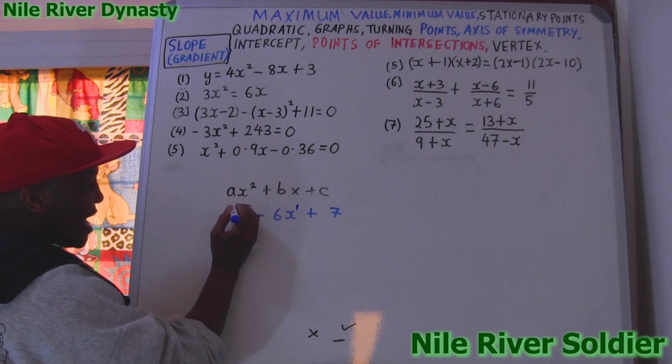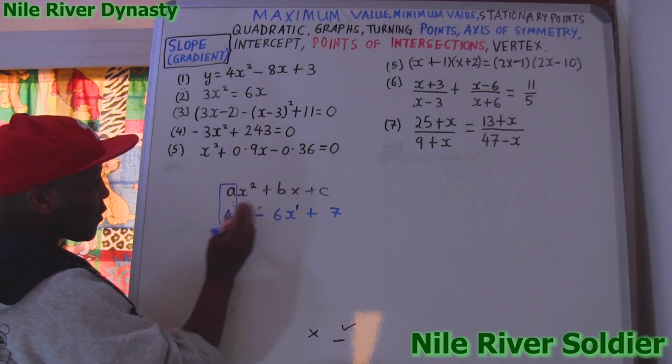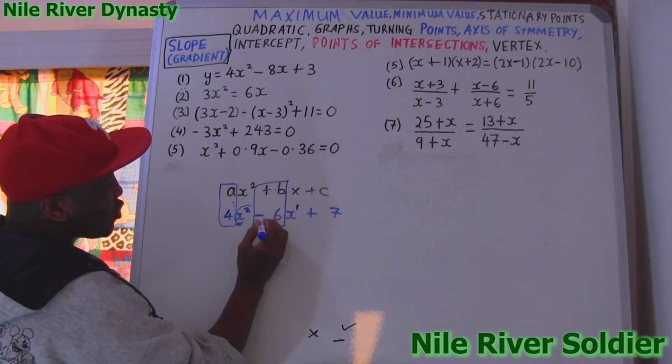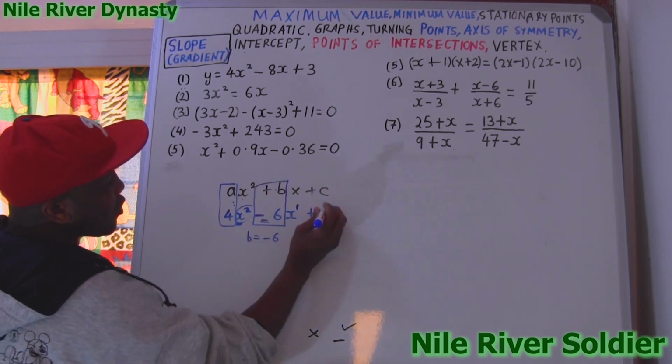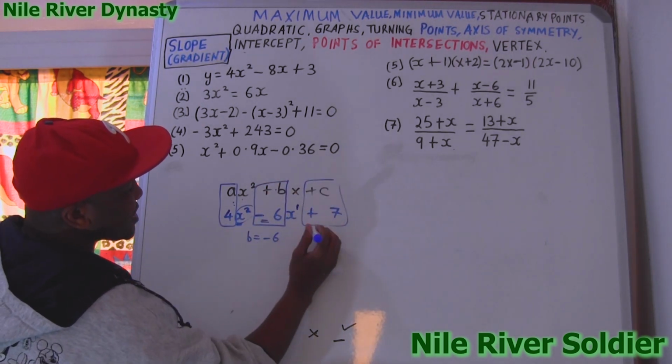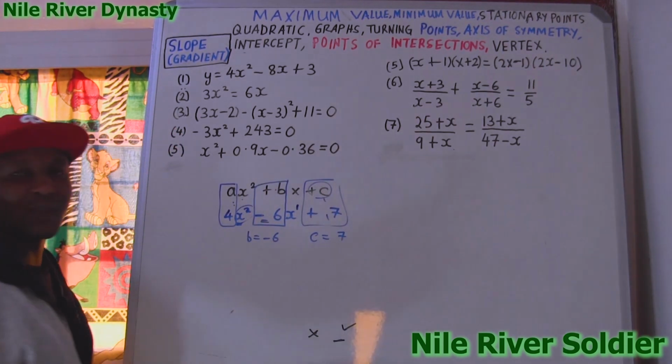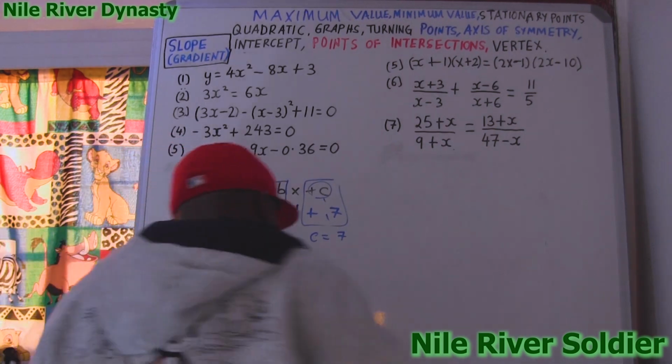What that means is, you see this number here, a equals 4. What is b? So my b equals -6. What about c? When you take this side, my c equals 7. So this is quadratic because the highest degree of x is 2.